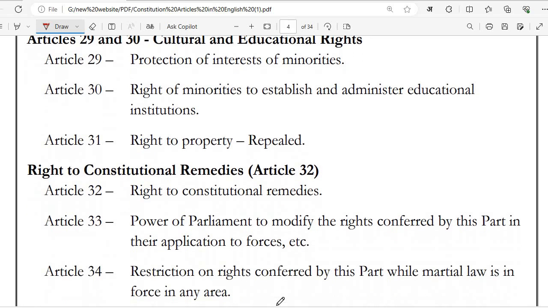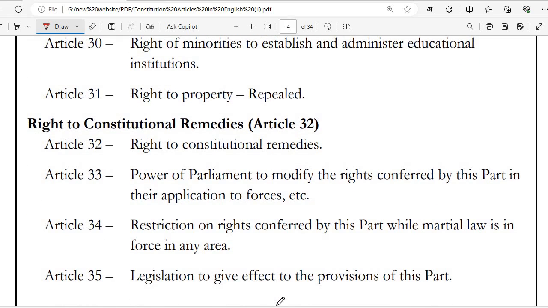Article 33, power of Parliament to modify the rights conferred by this part in their application to forces. It means any person who is serving under the army, police, paramilitary forces, then their fundamental rights may be limited by the agencies. And Article 34 says, if any part of India is under martial law, the action of the army in this territory cannot be questioned in any court of India, whatever they have done.